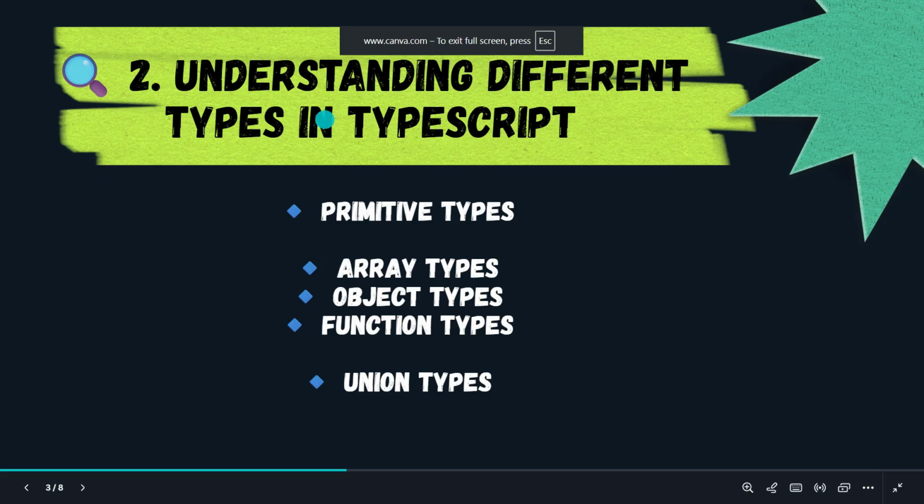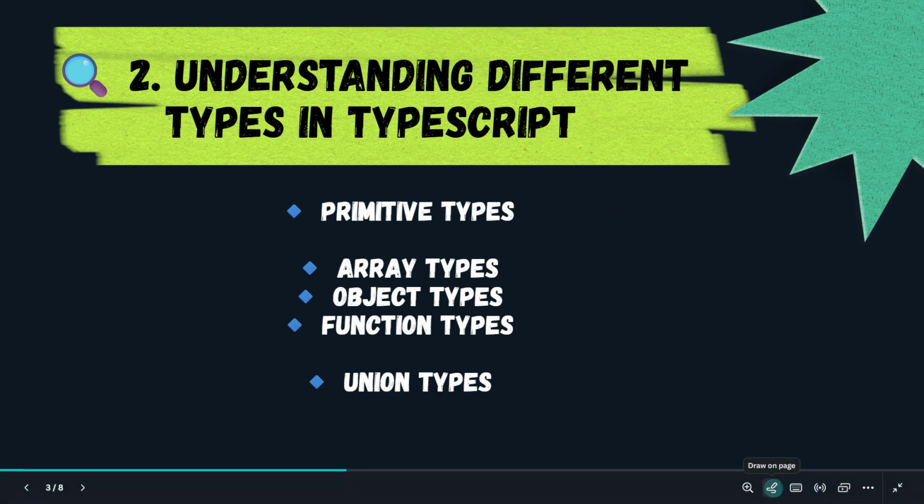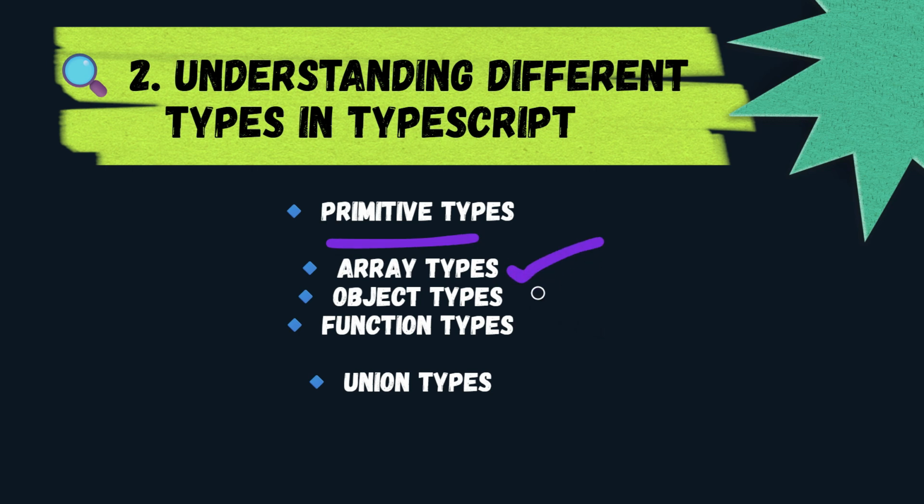Now on the next slide, understanding the different types in TypeScript. We have primitive types, array types, object types, function types and union types. We will go through examples for these topics. Like primitive types, we will see the example for this, then array types, object types, function types, union types. So let's check an example for each.